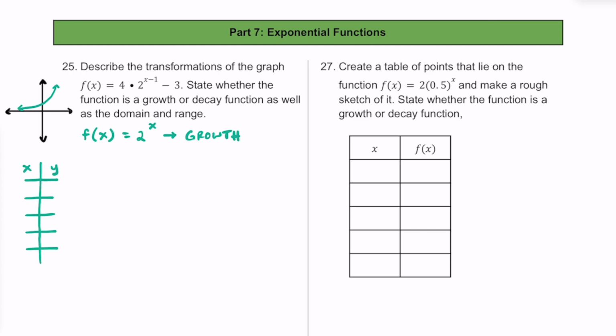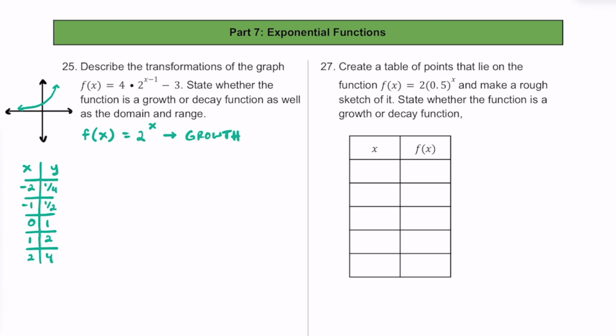Now, if we wanted to just create a table for this parent function, if x was equal to 0, then 2 to the 0 would be 1. If x was equal to 1, then y or f of x would be 2. If x was 2, then we would have 4. If x was negative 1, that'd be 2 to the negative first power, or that'd be 1/2. And if it was 2 to the negative second power, then that would be 1/4. So if you want to go ahead and plot those points, maybe it would look something like that on that graph above I sketched.